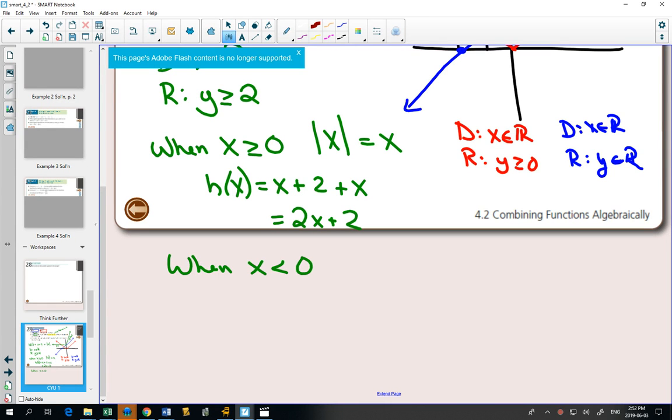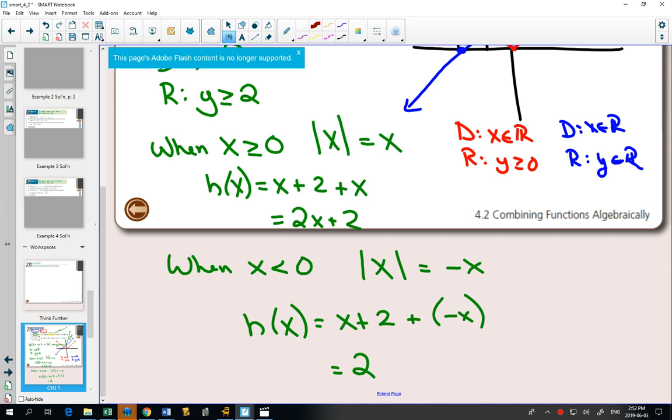When x is less than 0, does it make sense that the absolute value of x is the same as negative x? Like if x is negative 5, the absolute value of negative 5 is positive 5. I can make negative 5 equal to positive 5 by multiplying it by a negative in front. Negative negative 5 would make it positive 5. So whenever our x values are less than 0, the absolute value of x is going to be equal to negative x. That would make our equation for h of x when x is less than 0 be x plus 2 plus a negative x, which simplifies to just be 2.